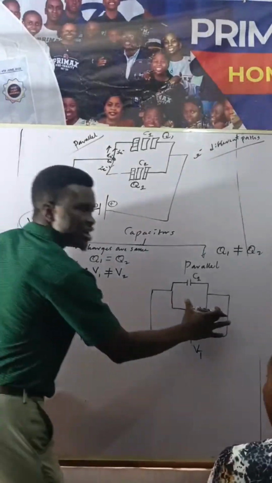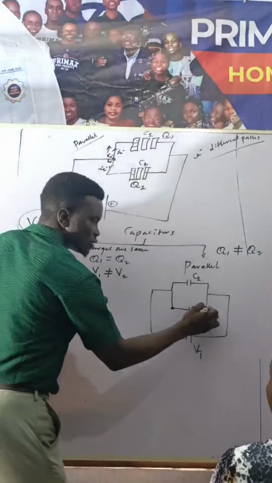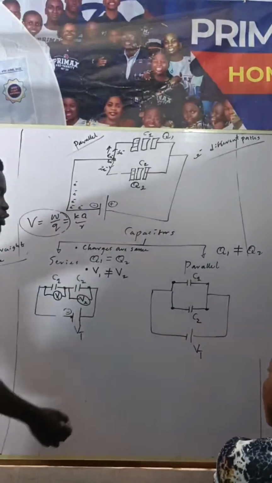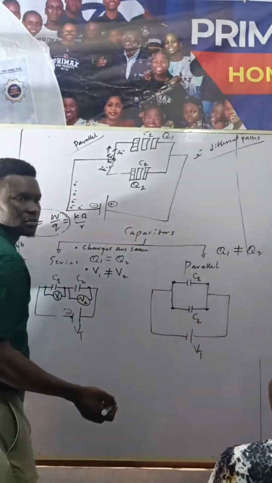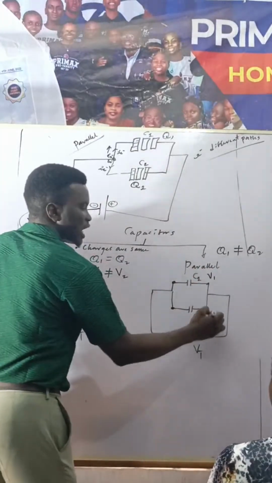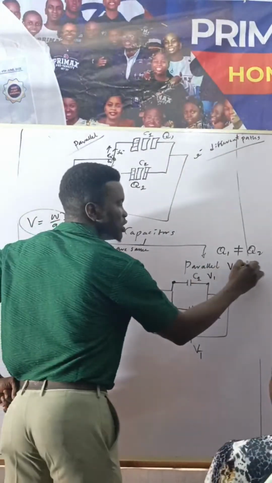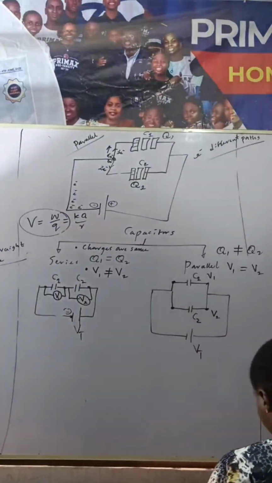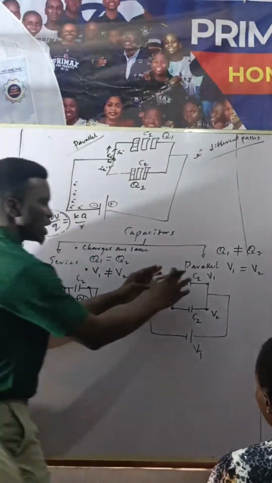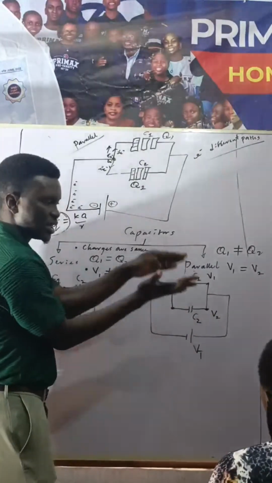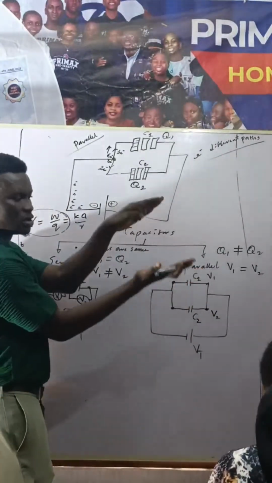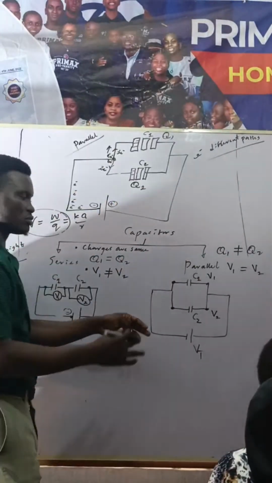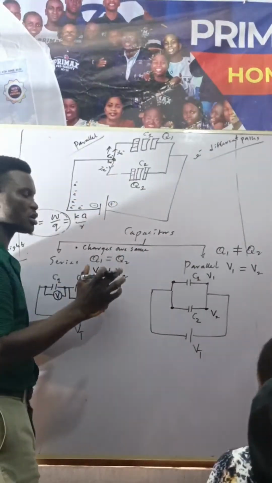But for parallel, the work I'll do from here to here is the same work I'll do from here to here. So potential for parallel is the same. So V1 will be equal to V2 for parallel. I hope you're following. It's because of the way I've drawn it. There's a way parallel is arranged. Parallel means equal, everything on top of each other like that.